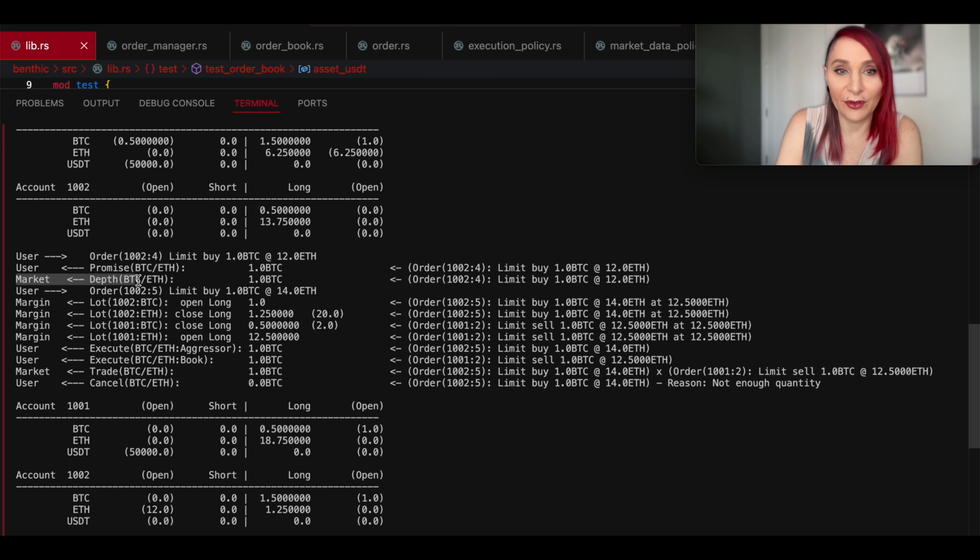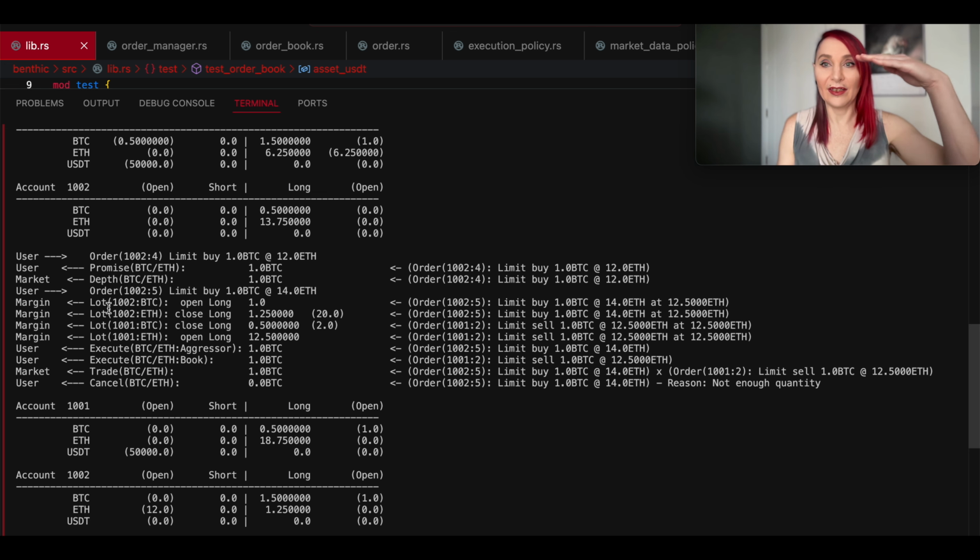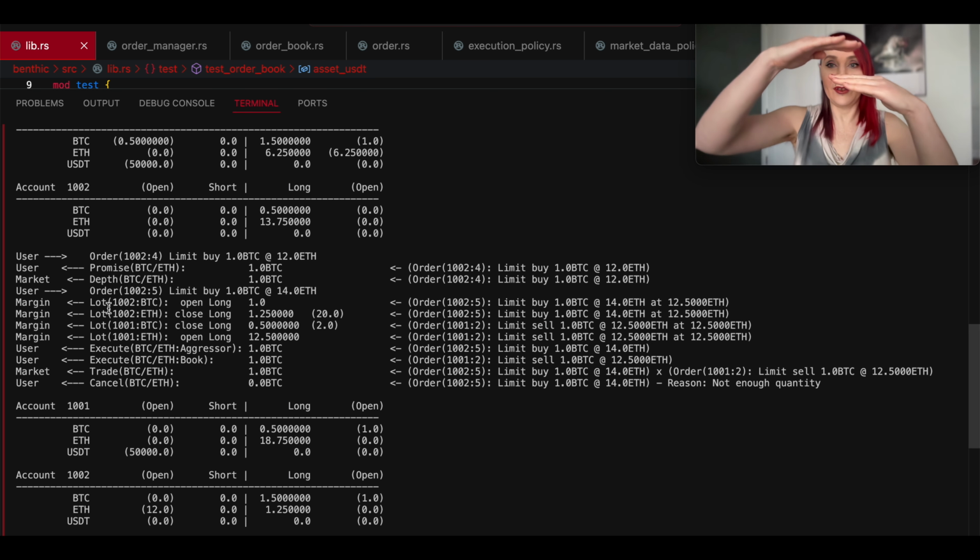And then there is a market update saying there's 1 Bitcoin for this order, okay? Again, this is just logging information. All right, so this is what happened when prices didn't match. The asking price for sale of user 1 was here, 12.5, and the bid of user 2 was 12. It's lower, so there is no cross. They don't match.